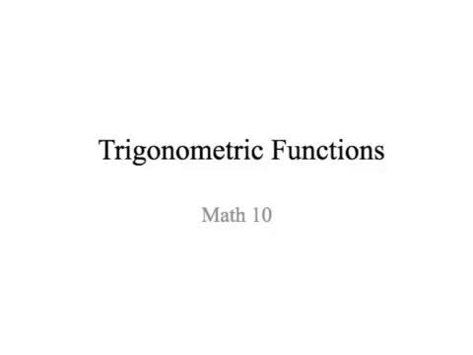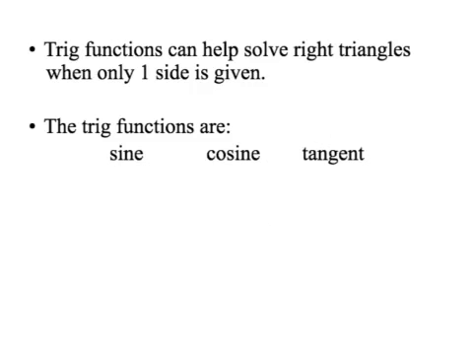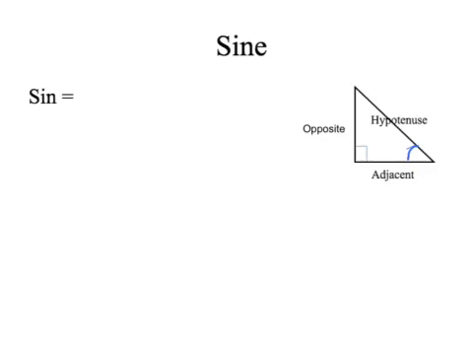A third way to solve right triangles is by using trig functions. You want to use trig functions when you have a right triangle and you only know one side and an angle inside the triangle. The three trig functions that we're going to use are sine, cosine, and tangent. So if you look at the right triangle, you're going to see an angle marked.